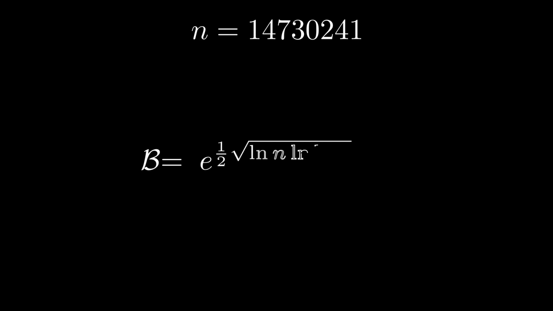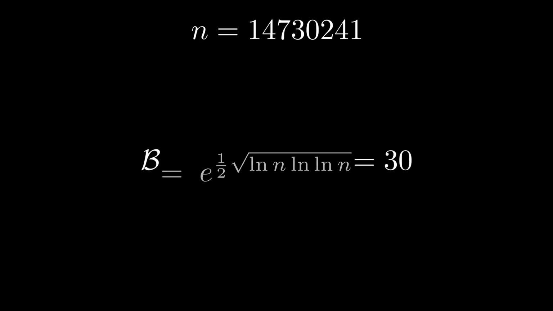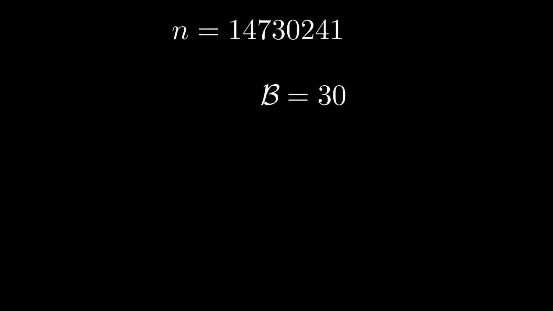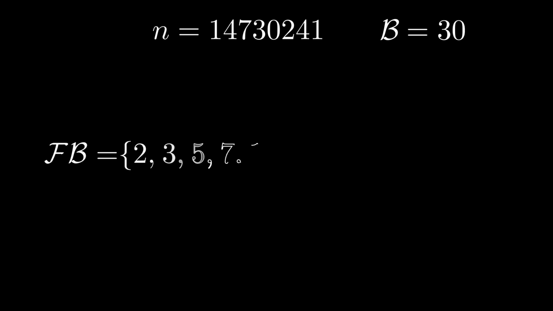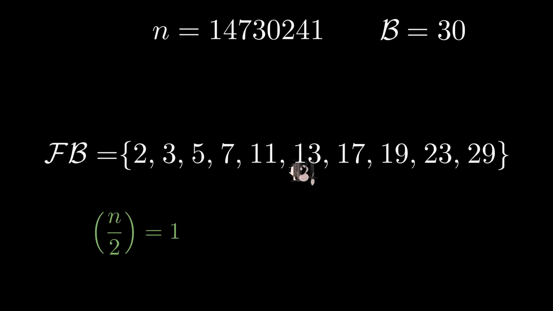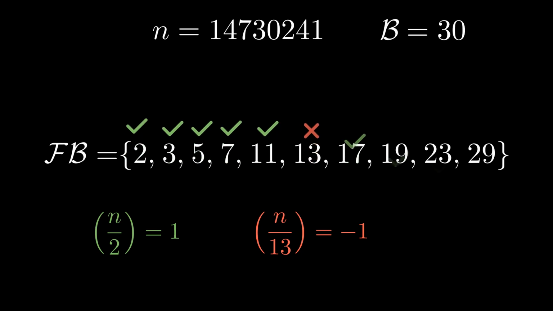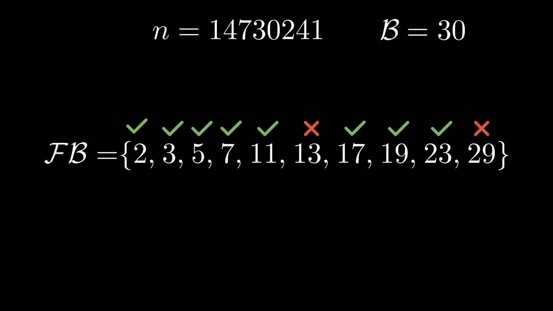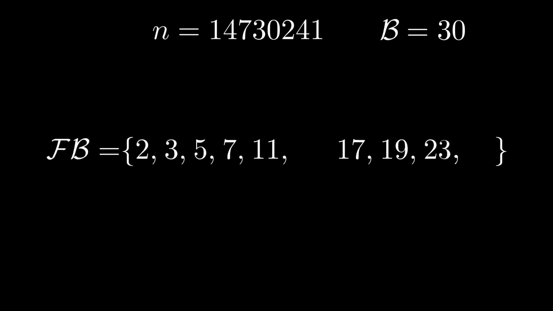First, we need to calculate B. In this case, B equal to 30. Now, we find the factor base: the primes less than 30. We test the Legendre symbol for each prime. If it is equal to 1, we keep it. Otherwise, we remove it from the factor base.